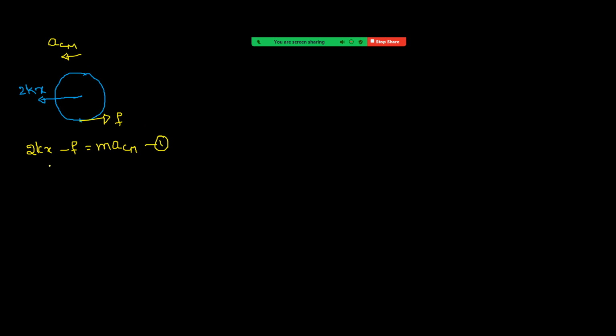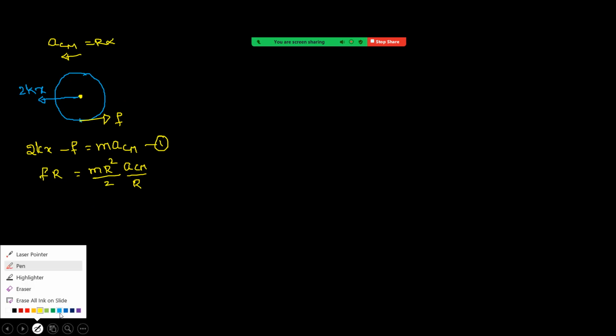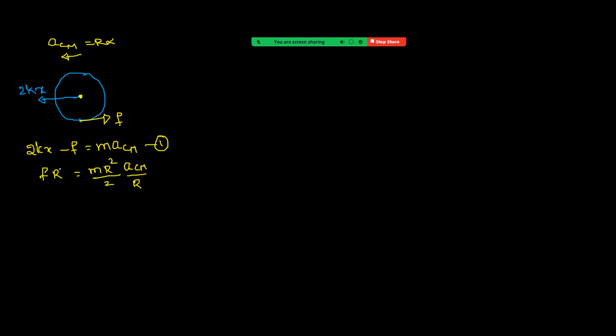Next, now focus on the torque equation. Torque equation about the center of mass. Then torque is only because of the frictional force. So F into R is equal to I into alpha. I value is m r square by 2, and in the place of alpha, see, a CM is equal to R into alpha. So in the place of alpha, it is a CM upon R. Now see the calculation part. R cancels, R square and R.